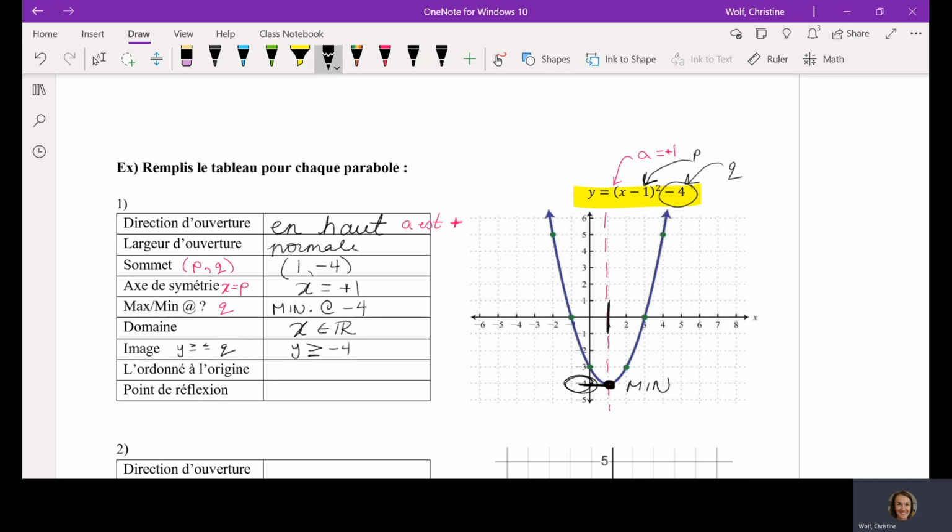OK, l'ordonnée à l'origine, on sait que l'ordonnée à l'origine, c'est toujours un point où x égale 0. Ou est-ce que ça coupe l'axe Y? Ça coupe l'axe Y là, à négative 3.